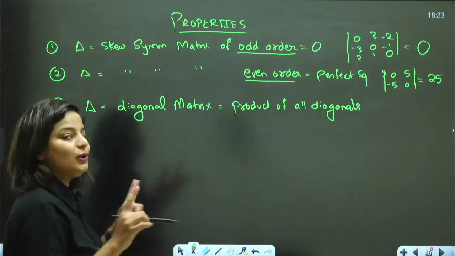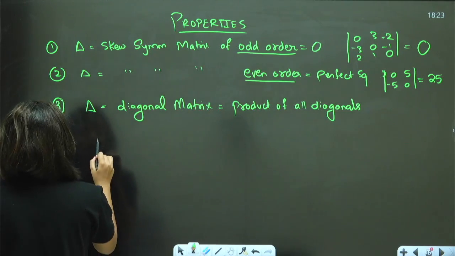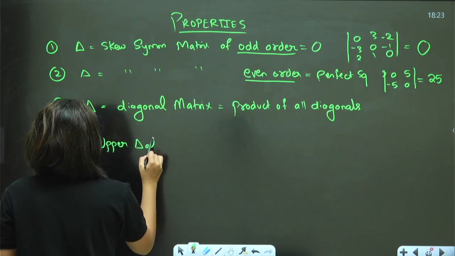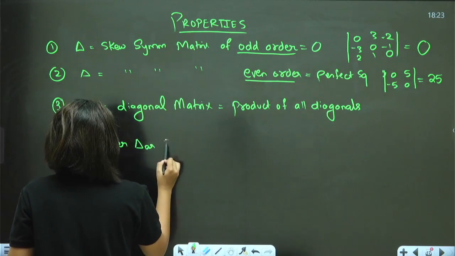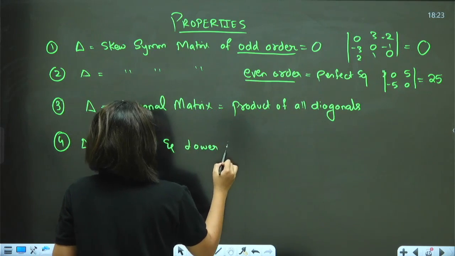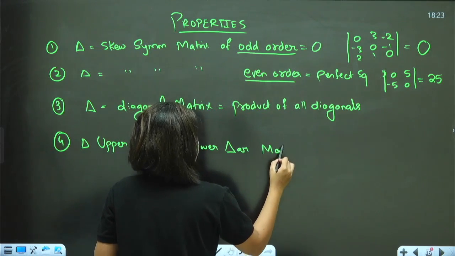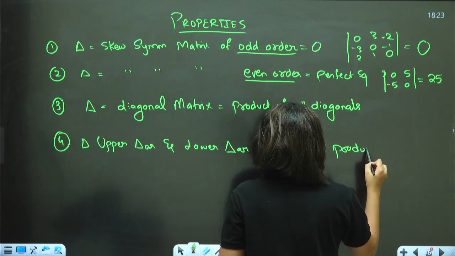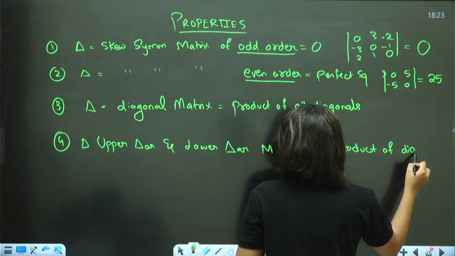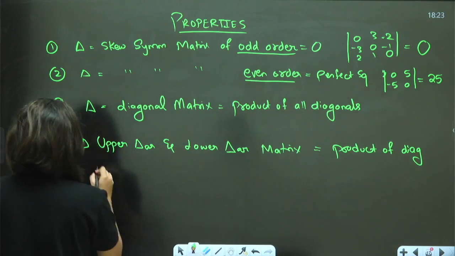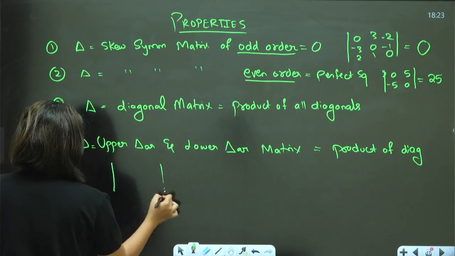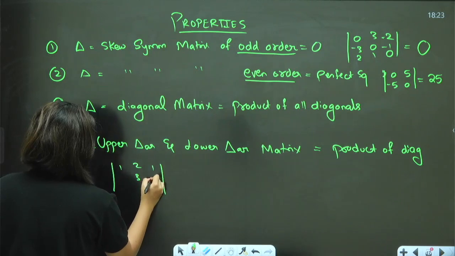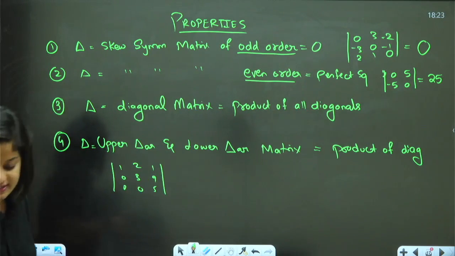Now, related to this, if you have an upper triangular or lower triangular matrix, the determinant of an upper triangular and lower triangular matrix will always be equal to the product of diagonals. What is an upper triangular and lower triangular? I hope everyone knows. If not, let me quickly tell you. Upper triangular means everything above the diagonal is present: 1, 3, 5, 2, 1, 9. Below this will be 0. That's an upper triangular matrix.